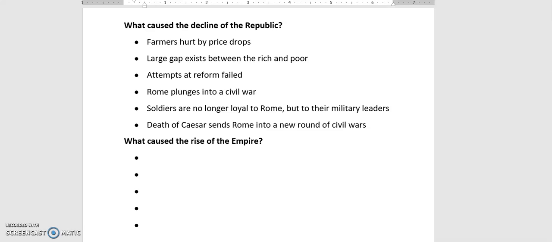So, of course, the Republic, just as a reminder, is a type of government where the people are choosing some of their leaders. In theory, this is great because this means that there's people that are representing you that you've chosen. But it doesn't, of course, always work out that way.